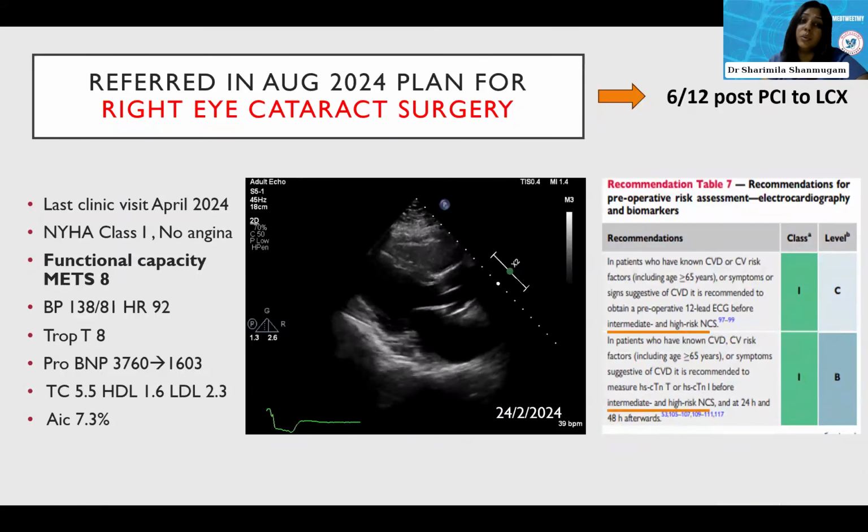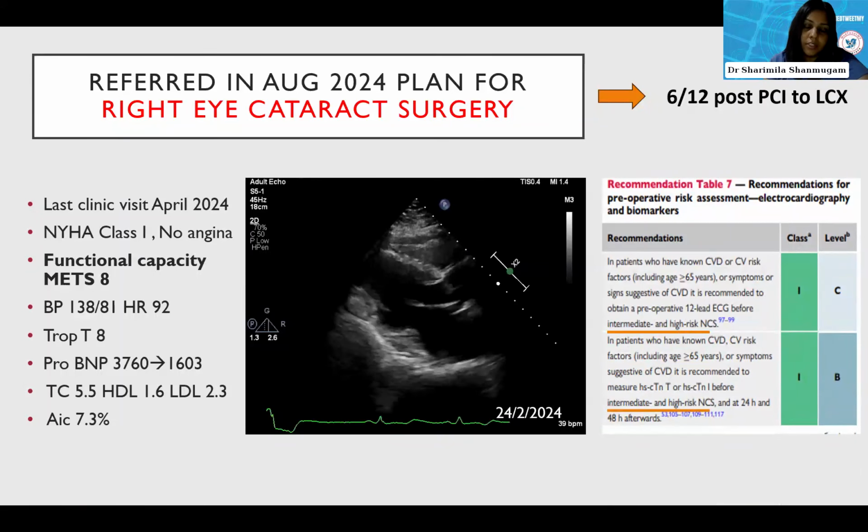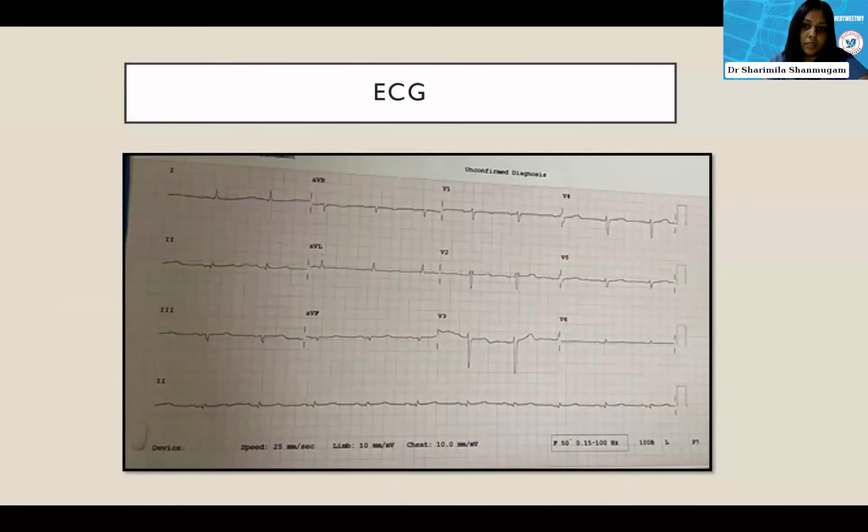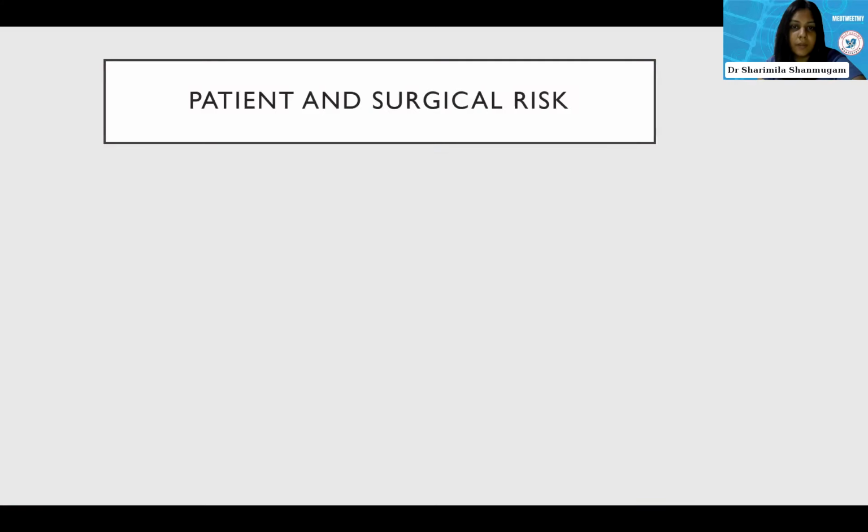So this guy is going for cataract surgery. Actually, it's a low risk non-cardiac surgery. This is his ECG, a bit of a sinus bradycardia, yeah, but otherwise there are not many ST changes.